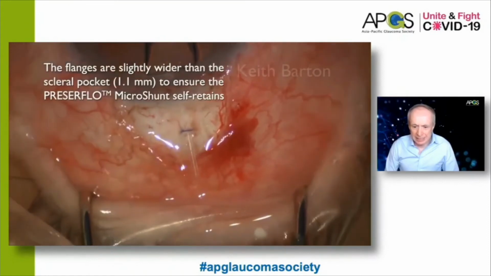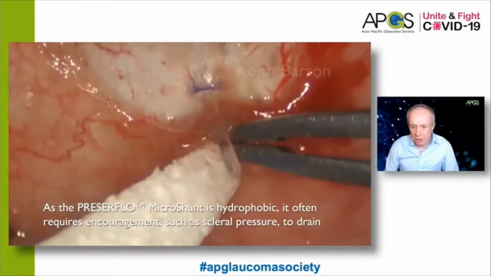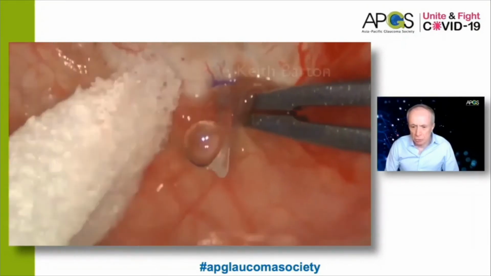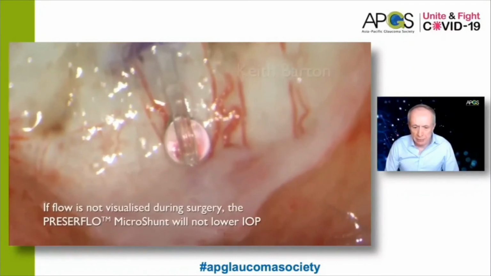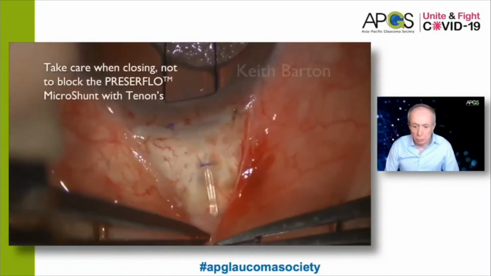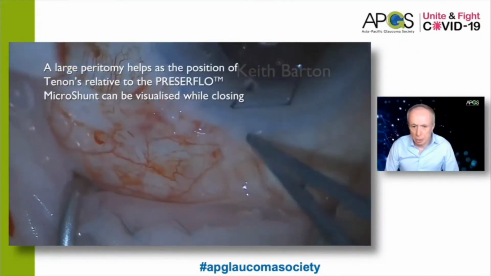And it is self-retaining because the flanges are slightly wider than the width of the tunnel. Unlike the Zen, it's hydrophobic, and you do need to make sure it flows on the table before you close up. If you don't have flow visualized during surgery, then the microshunt won't work. And you've got to make sure it doesn't get blocked with tenons.